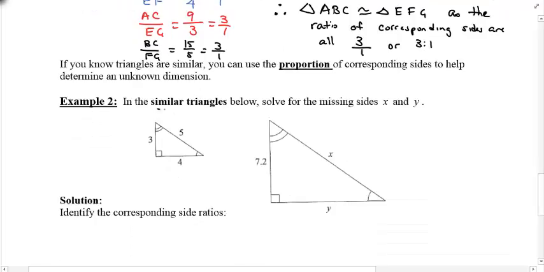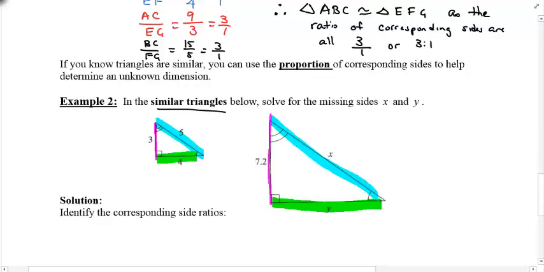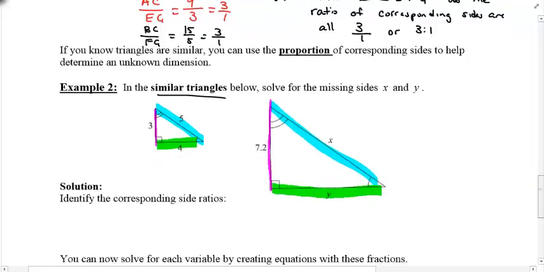Now notice I've already told you this time they are similar. So now your job is just to find the corresponding sides that are similar. So this side of 3, what does that connect with? Yeah, the 7.2. How about this side of the 4? What does that connect to? Yes, the y. And finally, the side of 5, that connects with, yes, the x. So as long as you find the corresponding matches, then life is actually pretty straightforward.